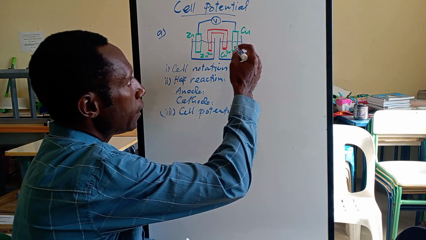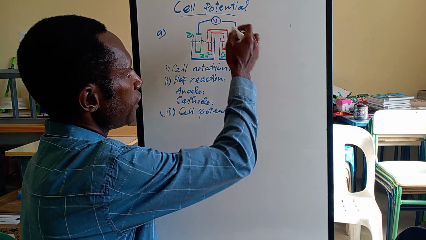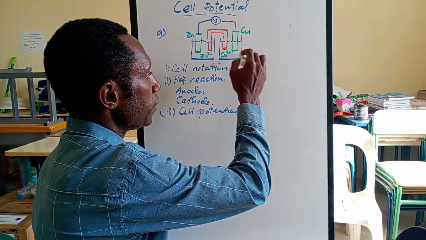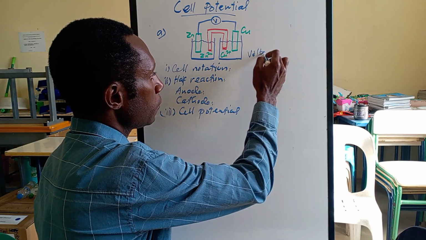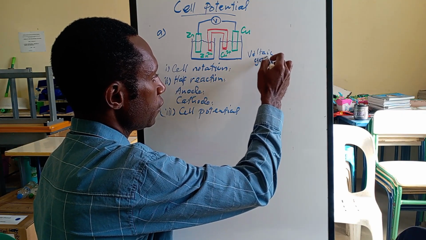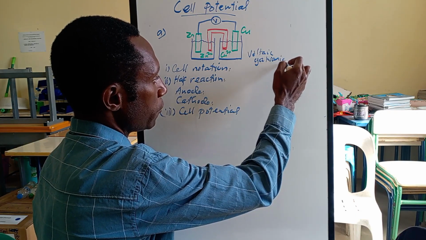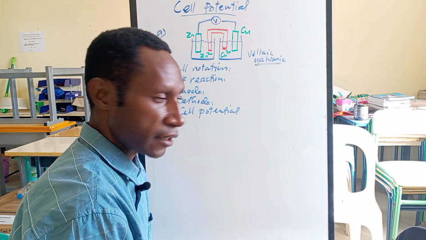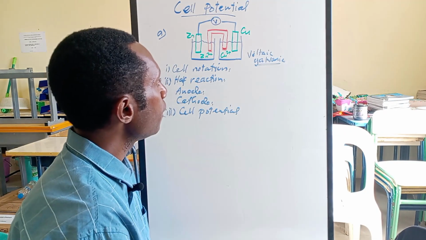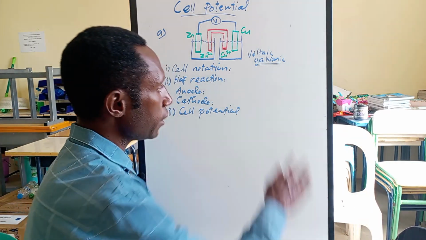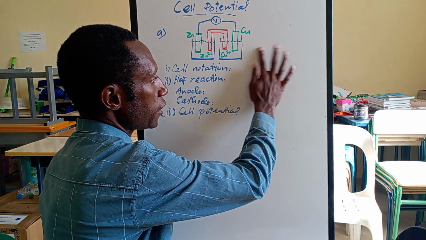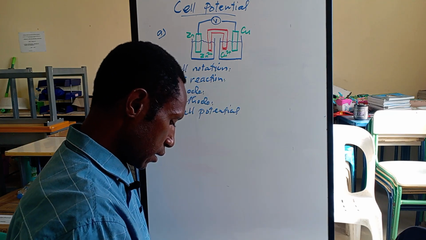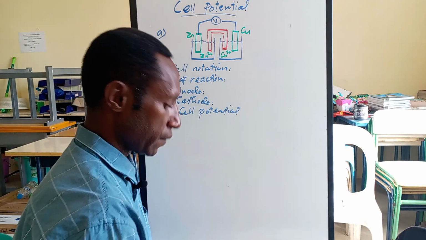First let me explain this diagram here. This is what we'll call a voltaic cell, or we call it galvanic. It's one of the electrochemical cells. A galvanic cell generates electricity through a spontaneous reaction, and the other one, the electrolytic cell, uses up electricity to drive a non-spontaneous reaction.